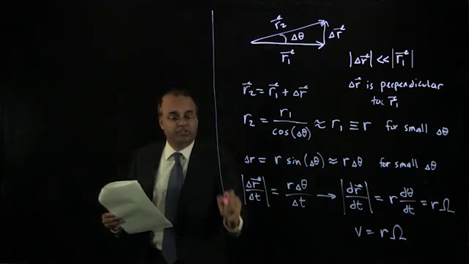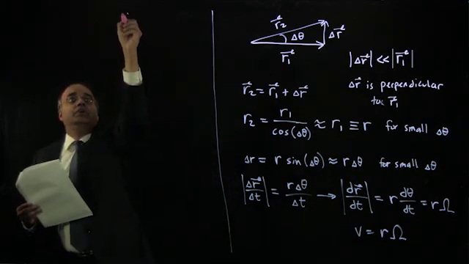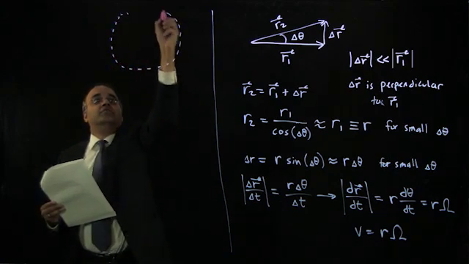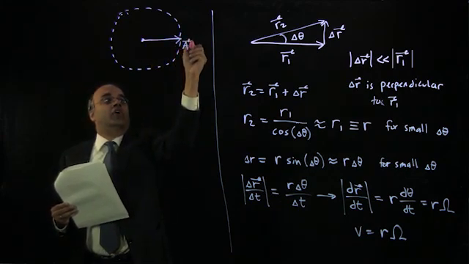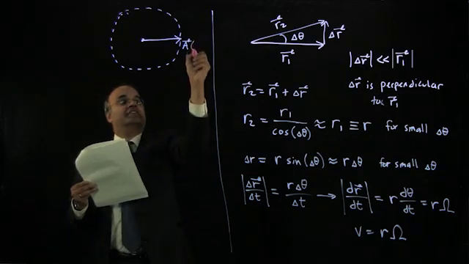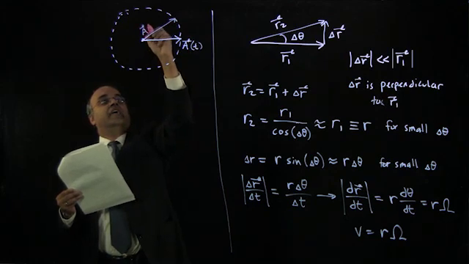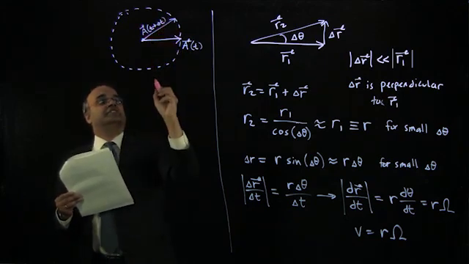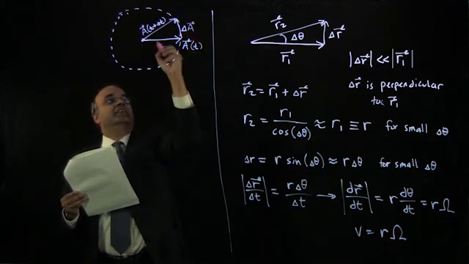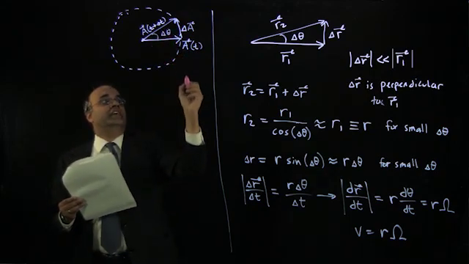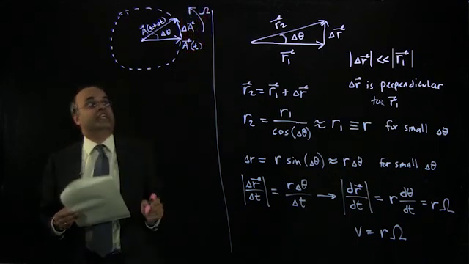So if instead of a position vector, I considered any vector, let's say this is my rotational motion of a vector that I'll call A. So that's A at time t, and then at some later time, that's A of t plus delta t. This vector is my delta A. I'll call this angle delta theta. And so the vector A is rotating in that direction with an angular velocity capital omega.